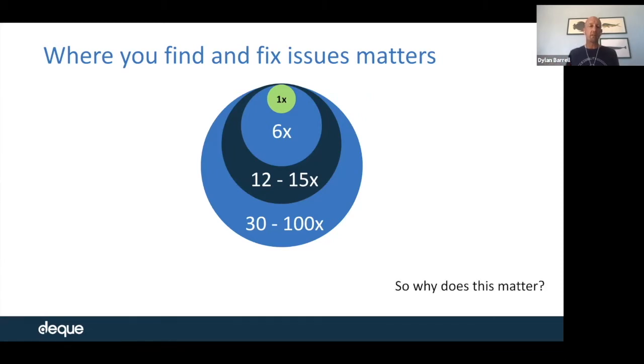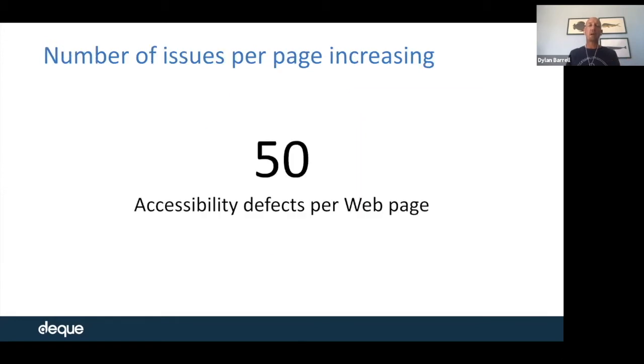And so why does this matter? Why does this matter in particular for accessibility? Well, we've seen over the last 3 years that the number of issues per page is actually increasing. WebAIM, if those of you are familiar with WebAIM, did their million page website survey, and they found that the average was 61 defects per page. Now, our numbers are a little bit lower than that, but we're seeing regularly 50 accessibility defects per web page, in particular as web pages become more complex and more dynamic and more interactive. This number is going up.